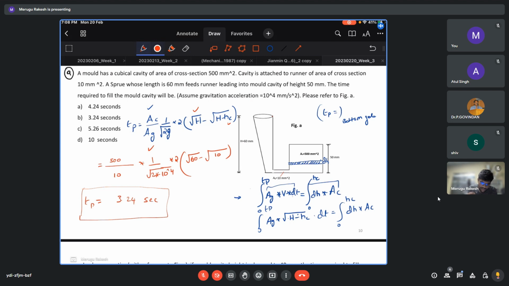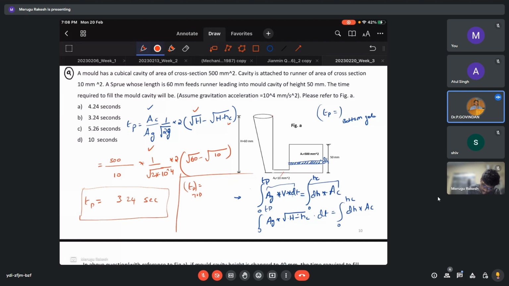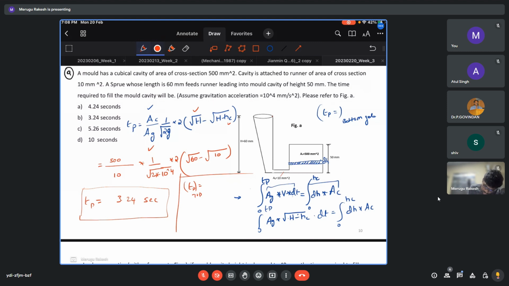So let us do this by top gating as well. So in top gating, you just need the 500 into 50, that is the volume, divided by A gate is 10 multiplied by square root of 2g, and height is 60. Let me write the g value. g is 10 power 4 multiplied by height is 60. So how much are you getting in top gating?